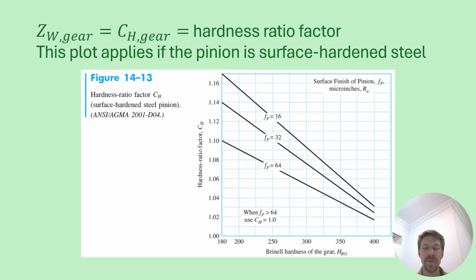So you have the horizontal axis where you're going to find your hardness not of the pinion but of the gear, and then different curves that give you the surface finish of the pinion in micro inches. So 16 micro inch surface finish is a very fine surface finish for the pinion, and so that gives you a bonus, a boost in terms of contact and pitting life for the gear.